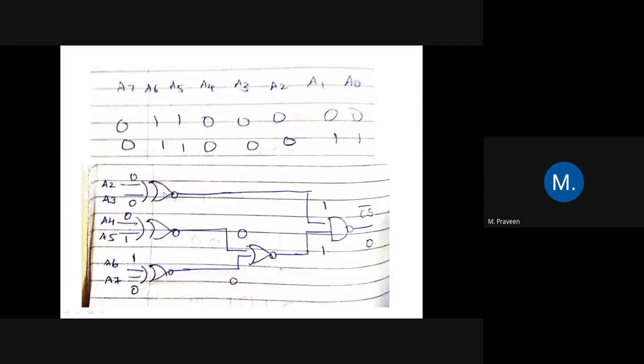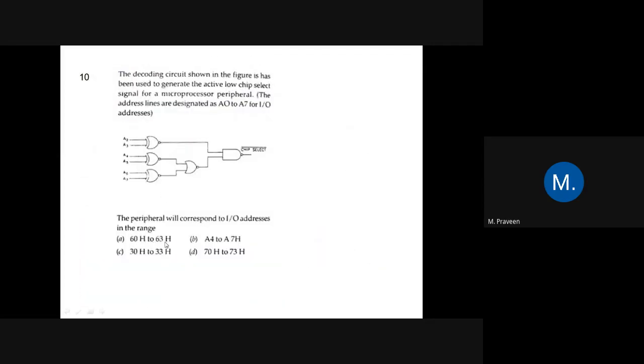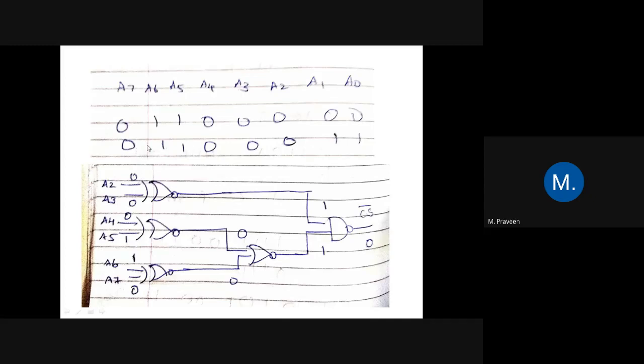The second address is 63. So this is the starting address and this is the ending address. If you write 63, then it will become 01100011 here. Now let me see what answer we are getting for the CS. Actually, this is the correct answer. If you take the starting address, A2 is 0 and A3 is also 0. Just refer to the first starting address. A2 is 0, A3 is 0, A4 is 0, and A5 is 1.